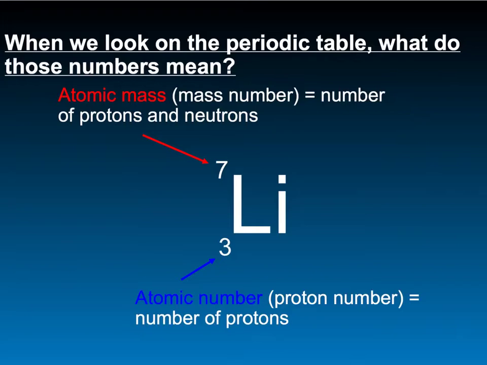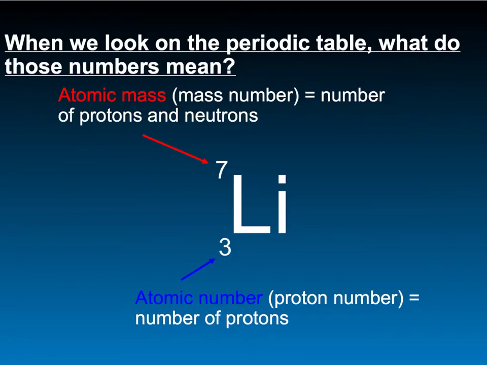When we look on the periodic table, we see that each element has a symbol, and it's also accompanied by two numbers. This one, which is the atomic mass number, is the number of protons plus the number of neutrons in the nucleus, and then this one is the atomic number, or the proton number, which gives us the number of protons in that atom.